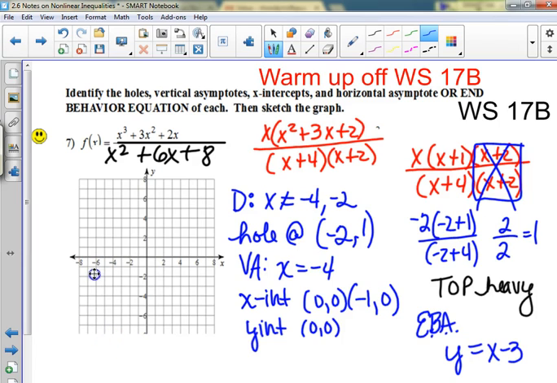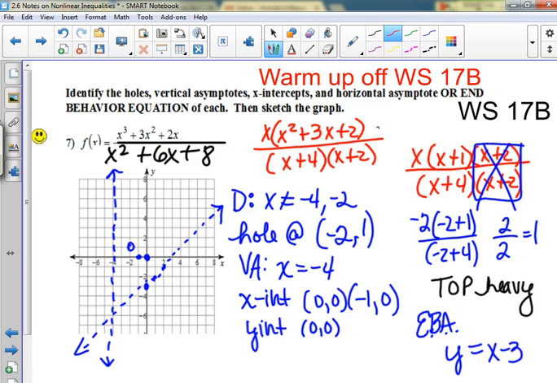Okay, let's graph. Goes through 0, 0. It goes through -1, 0. It has a hole at -2, 1. It has an x equals vertical asymptote at -4. It is approaching the end behavior of y equals x minus 3, which would be crossing at -3 and going up 1 and over 1. Something like that.